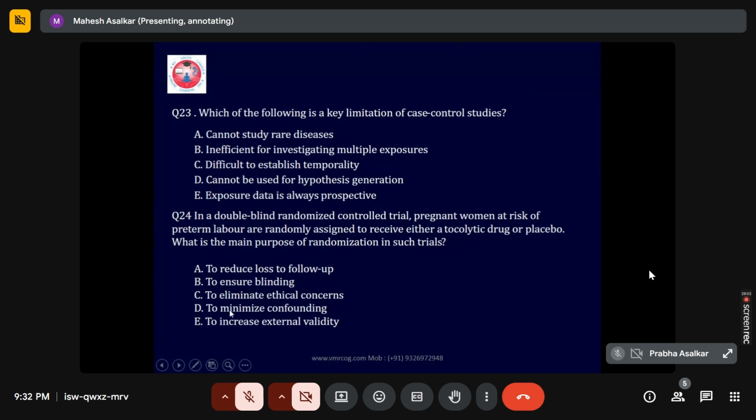This factor will get diluted. If there is something, then blinding is different. Blinding is one of the procedures. It is a double-blind randomized control trial, but they are asking about the purpose of randomization. So the purpose of randomization is to minimize confounding.